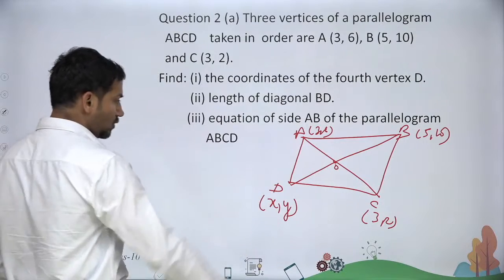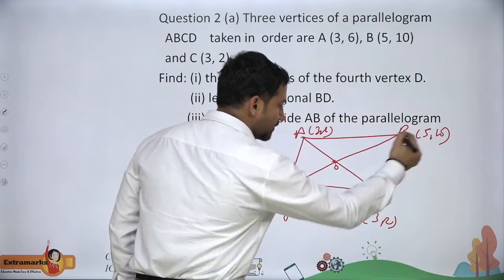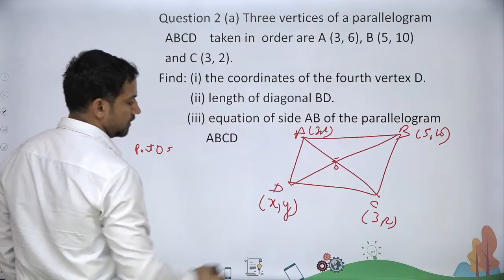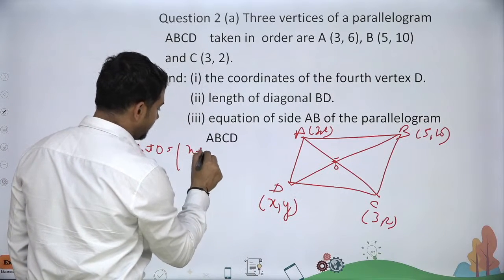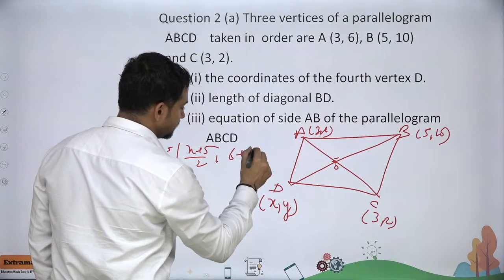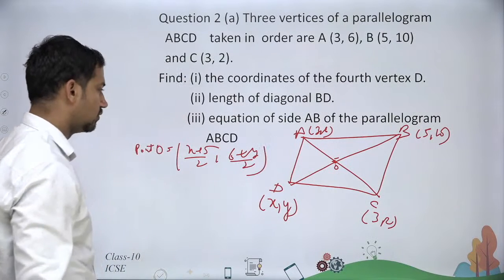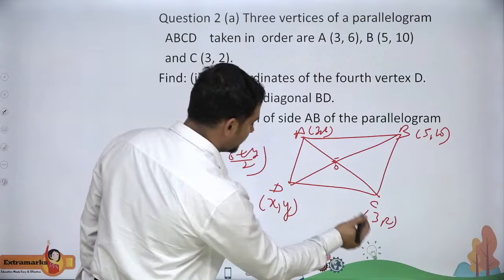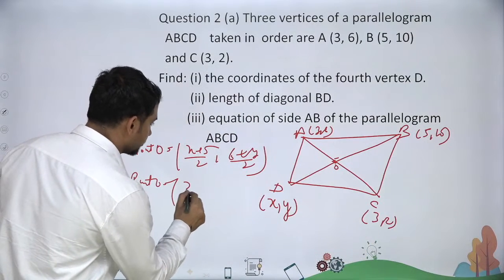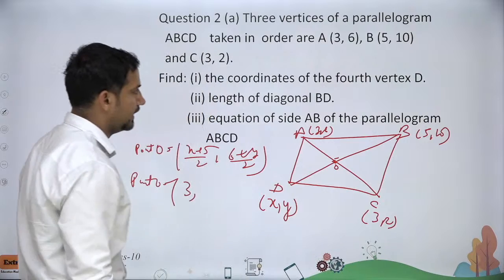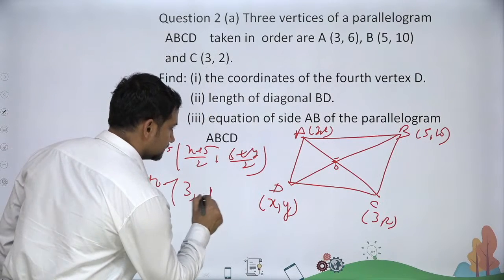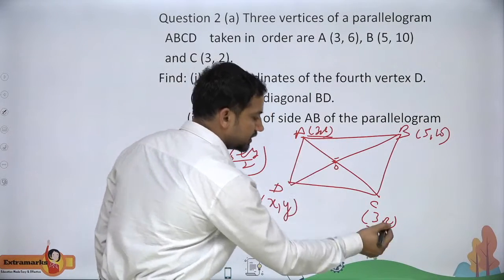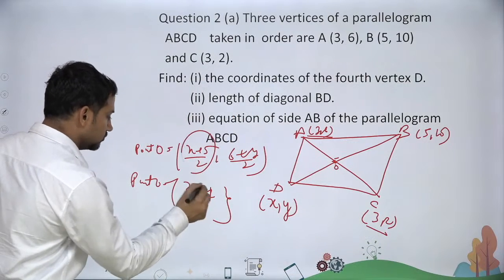Then what is the point O from BD? From the side BD, point O should be ((x plus 5) by 2, (6 plus y) by 2). This is the point O. Now what is the point O from AC? (3 plus 3) divided by 2, 6 divided by 2 is equal to 3, and 6 plus 2 is equal to 8, and 8 divided by 2 is equal to 4. Using the section formula, (x1 plus x2) divided by 2, (y1 plus y2) divided by 2. Now these points are equal.